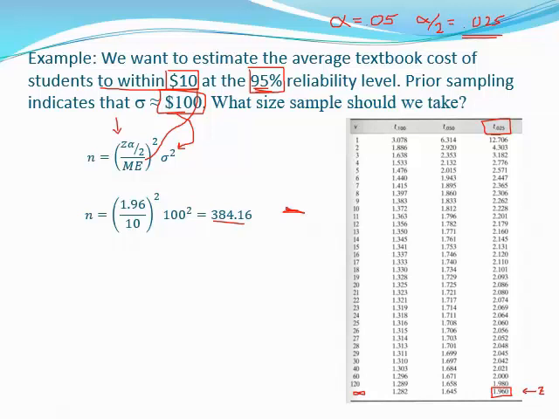Now, when it comes to everything you've ever learned about rounding, what have you learned? Let's see, if it's less than 0.5, we round down. If it's more than 0.5, we round up. And so in this case, you'd round down to 384. When it comes to sample sizes, we always round up. And so 385 is the sample size that would be necessary in order to get a margin of error of $10. Okay? So these are formula problems.